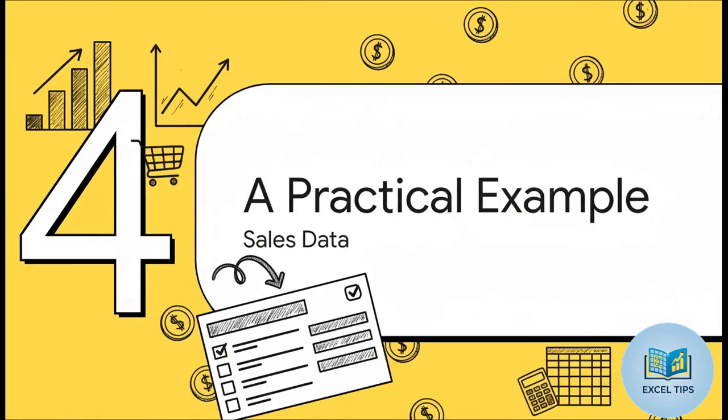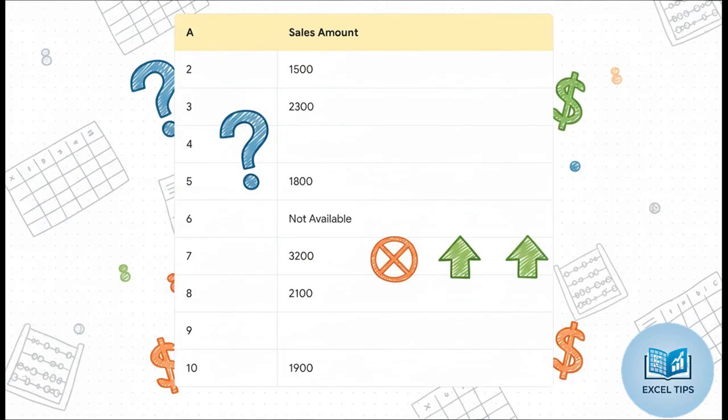All right, theory's great, but let's see how this thing works in the real world. Imagine you've got a list of sales transactions, and your boss just wants to know how many actual sales you recorded. So here's our data over in column A. It's a pretty typical looking list, right? A real mix of stuff. We've got our sales numbers, sure, but we also have a couple of blank cells where someone forgot to enter the data, and we have one cell that just says not available.